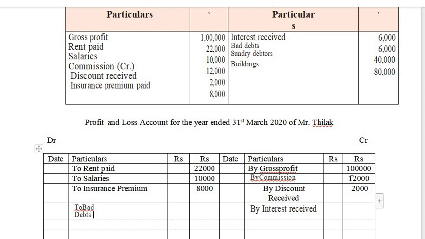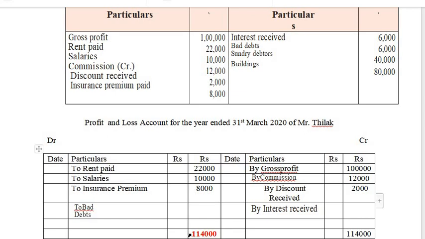This side I'm getting 1,12,000, and the right hand side I'm getting a total of 1,14,000. See here I'm getting 10, 22 plus 10, 32, 32 plus 8, 40,000 only as a total, but the higher total is 1,14,000. So I'm writing 1,14,000 as the value.